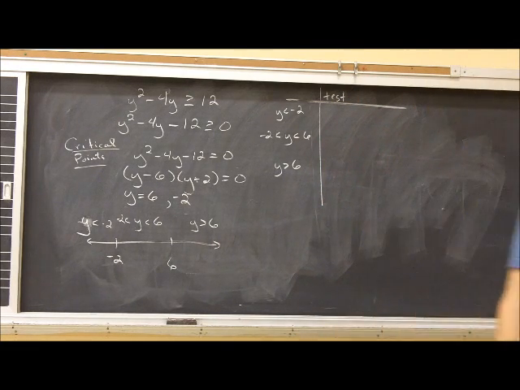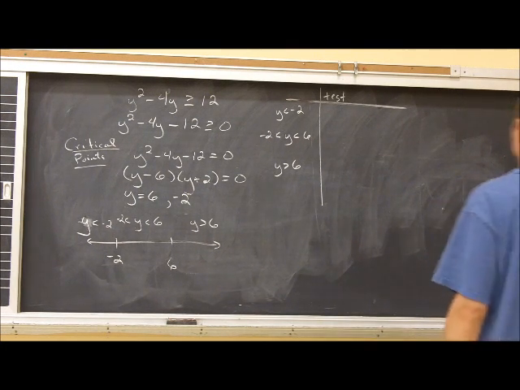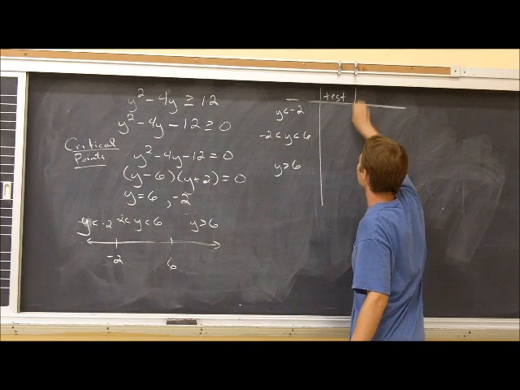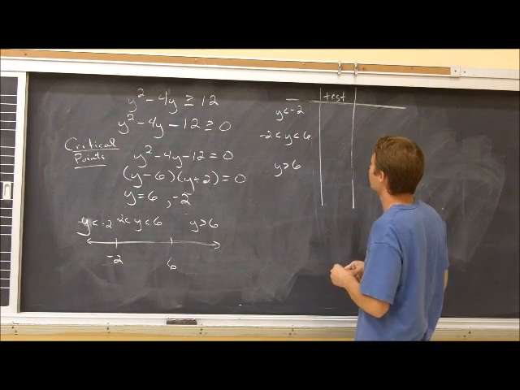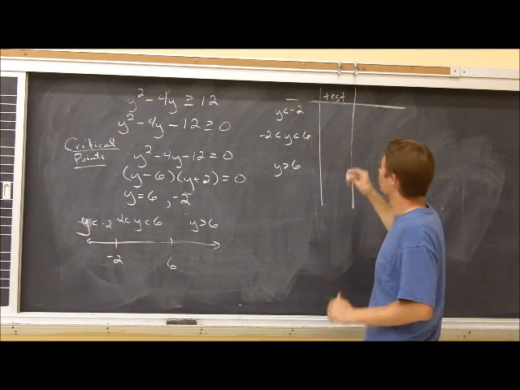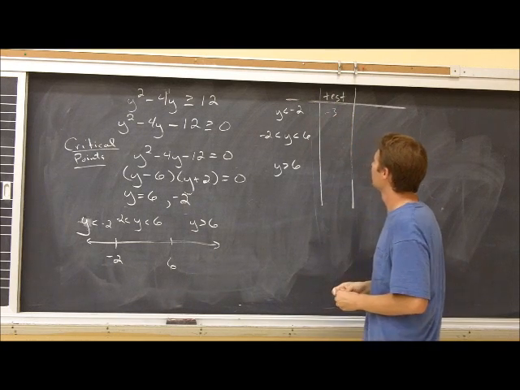So we just want to pick basically the easiest numbers that we can. Don't make your life harder than it has to be. So if you can pick things like 1 or 0, those tend to be the easiest. If not, pick the next best thing. Y less than -2, I'm probably going to pick a -3.